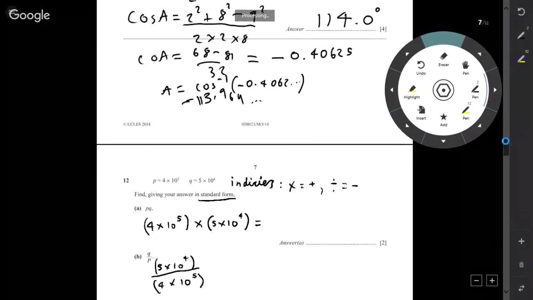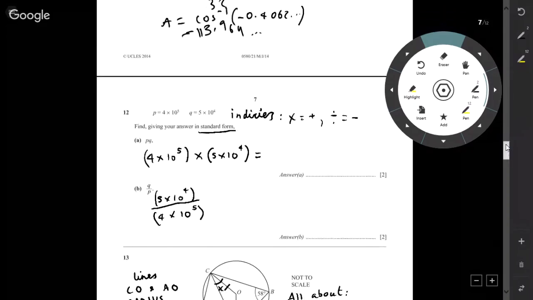Question number 12 is an indices question. For these, just remember that when we're talking about indices, if we're timesing them, we add the indices together. If we divide them, we minus them. So P times Q, I've already substituted that in. So this is what P is, and this is what Q is as an equation.